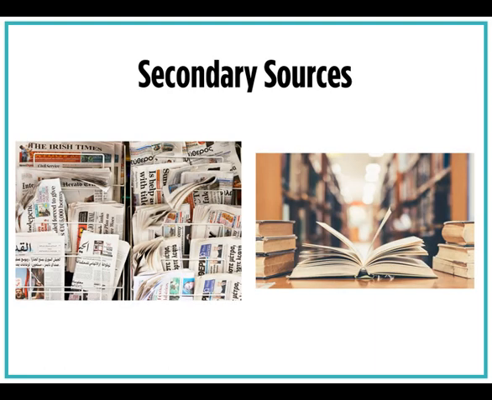The second type of source is called a secondary source. A secondary source is a source that is written by someone who is talking about an event in history. For example, secondary sources are newspaper articles, books, radio, or TV documentaries.